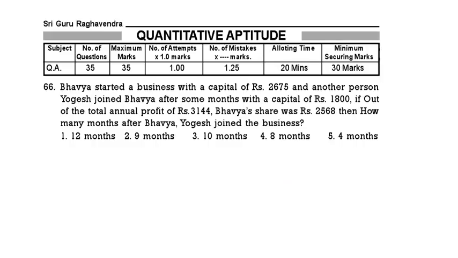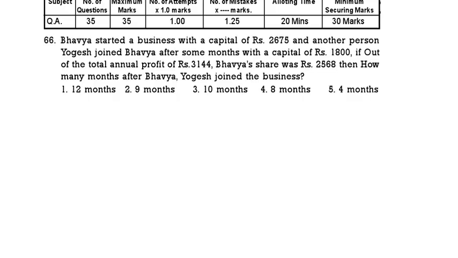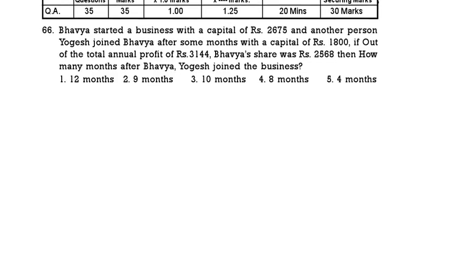See the first question. Bhavya started a business with a capital of 2675. Another person, Yogesh, joined after some months with a capital of 1800. If out of the annual profit of 3144, Bhavya's share is 2568, how many months after Bhavya did Yogesh join the business?